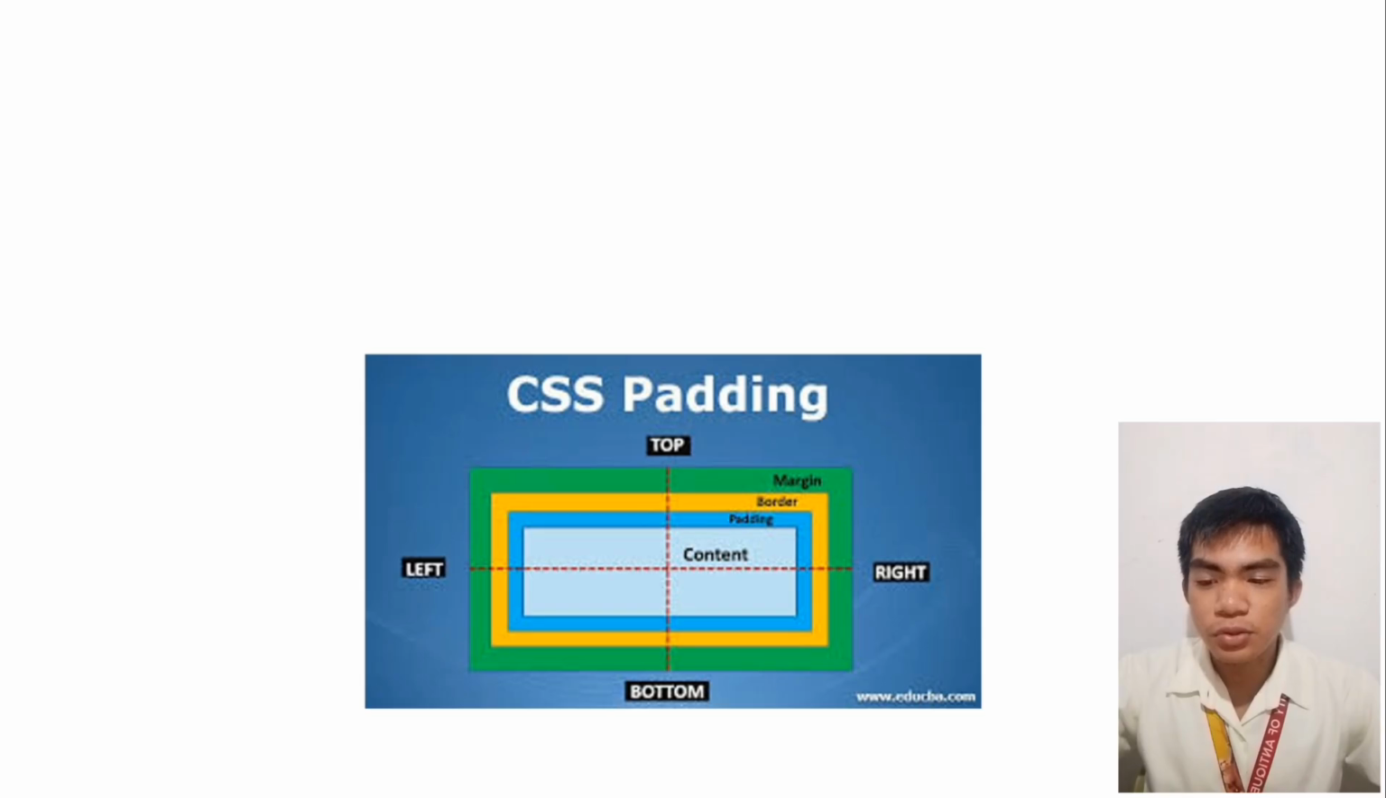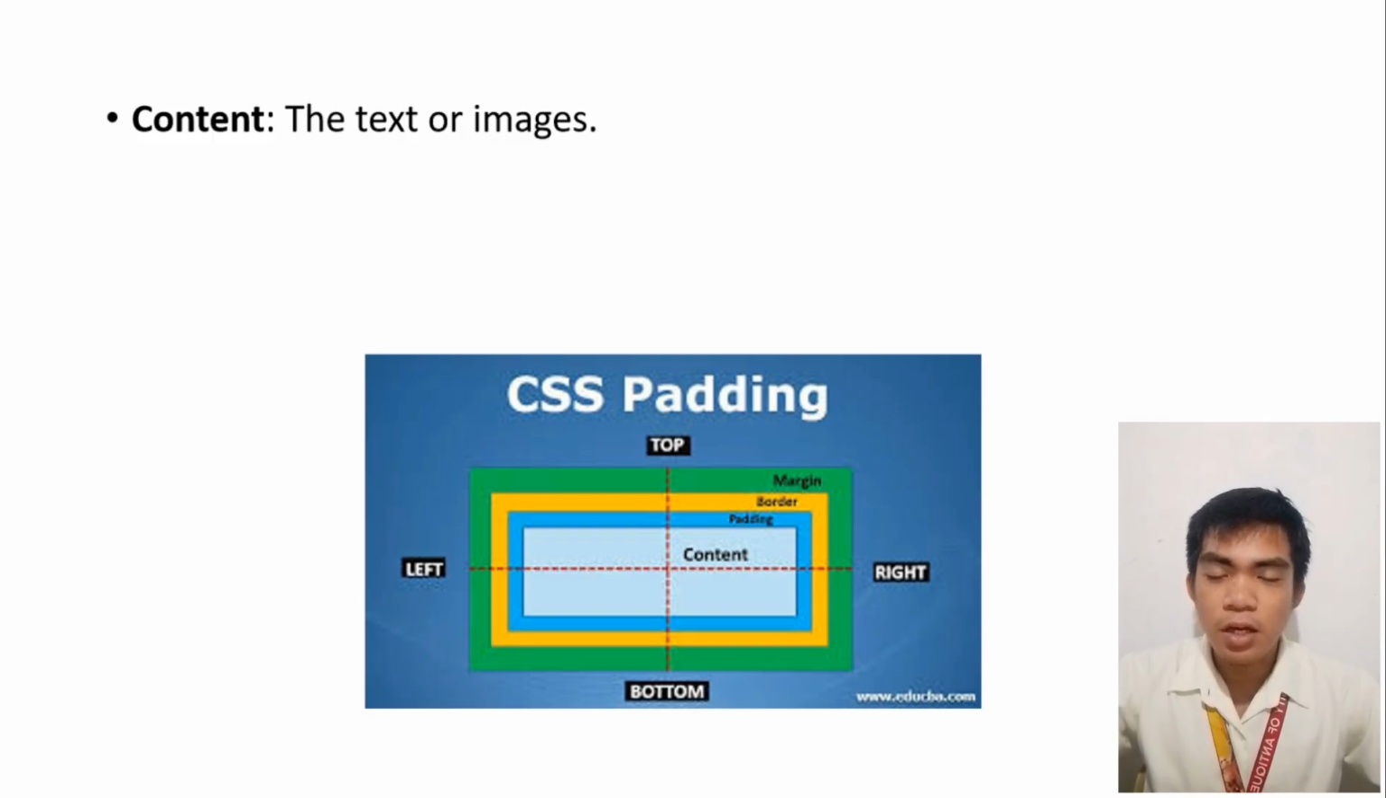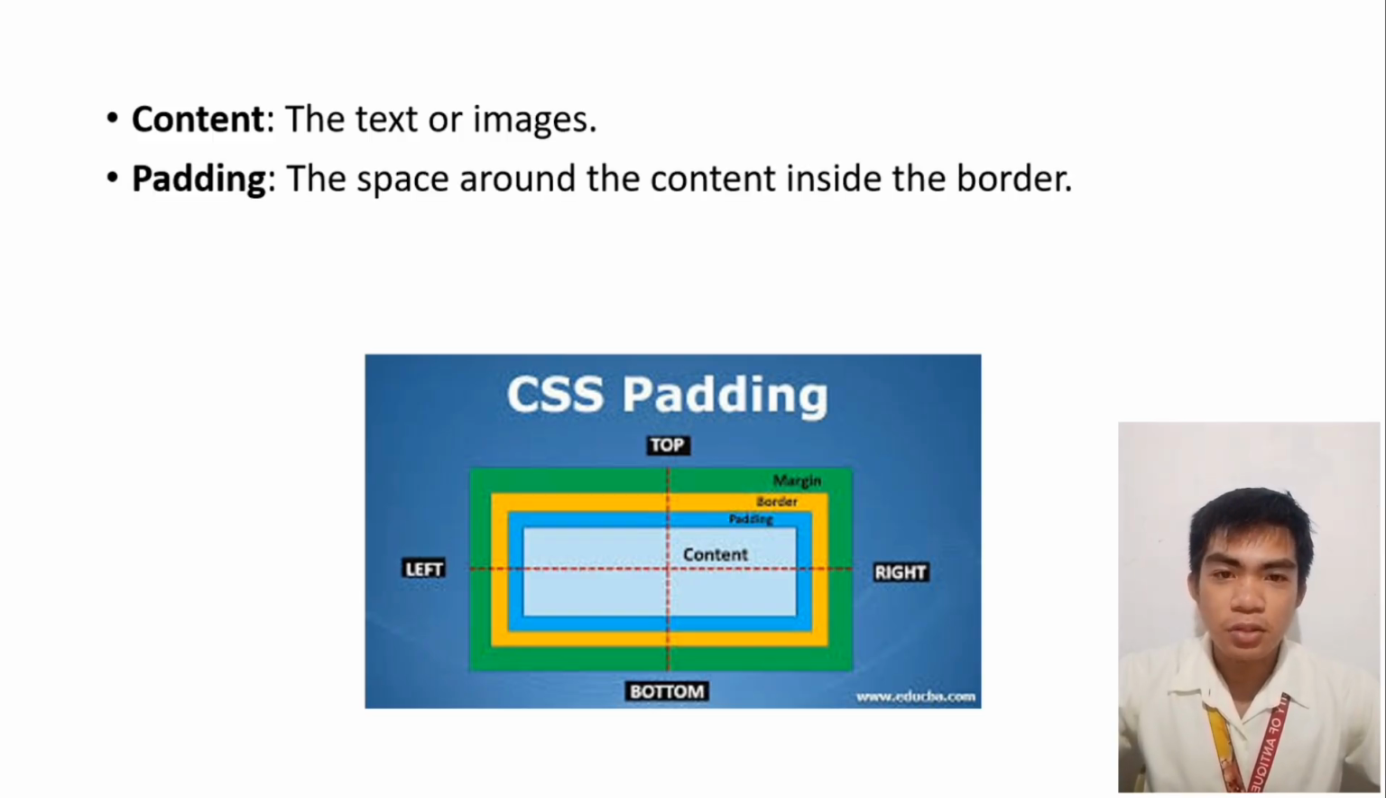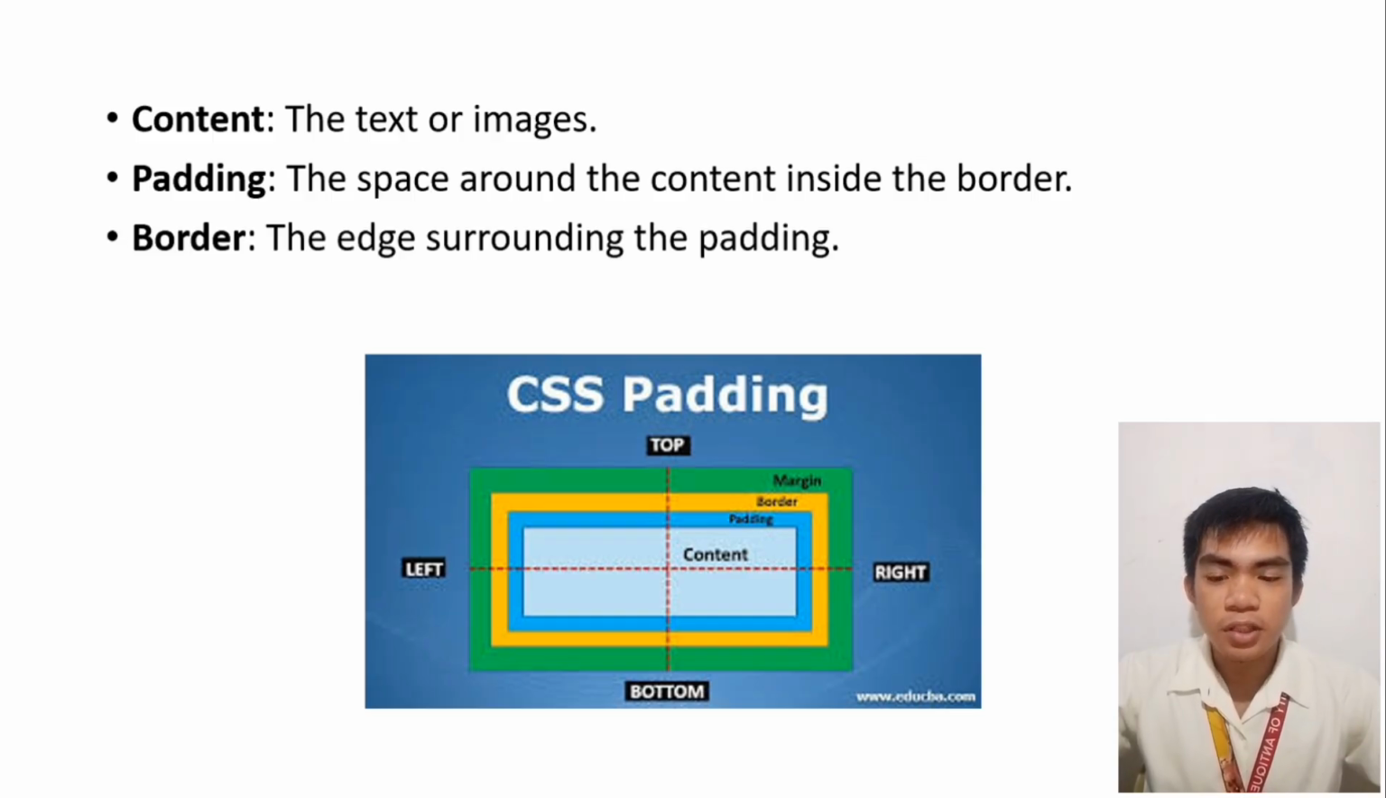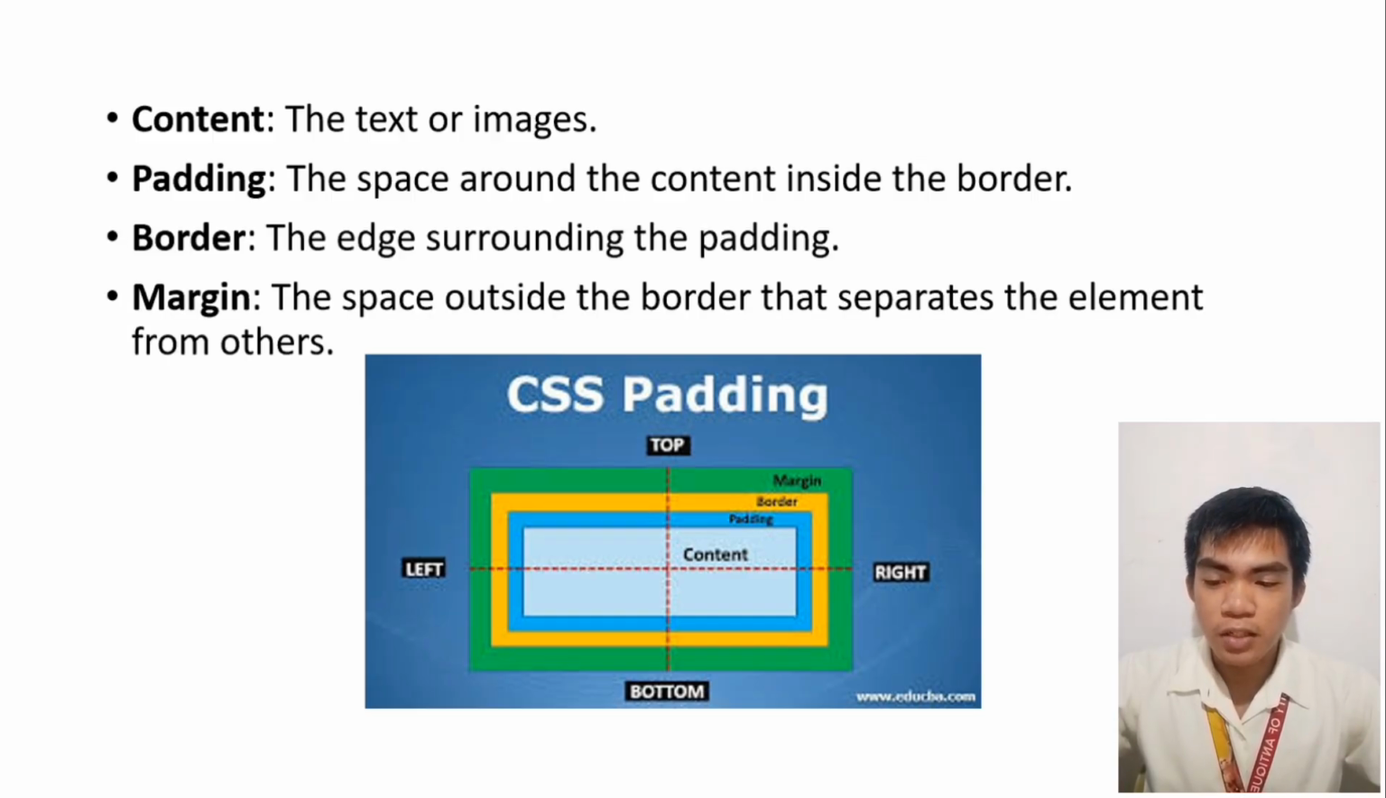Styling is not just about choosing colors. It is about the layout, typography, and responsiveness. In a website structure, every element is considered a box, which consists of content, where text or images go, padding, the space around the content inside the border, the edge surrounding the padding, and we have the margin outside the border that separates the element from the others.